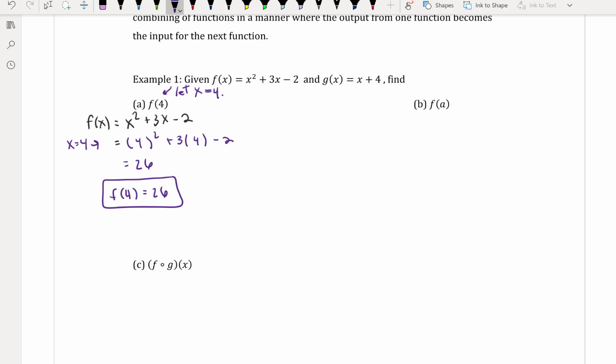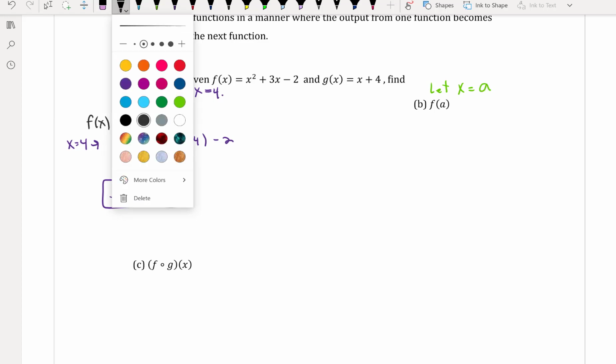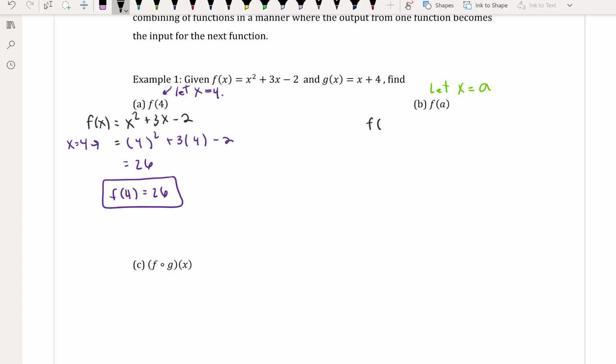For part B, it says let a be equal to x. That's kind of a weird one, so you're just substituting my variables. Wherever you see x, I'm going to plug in an a. So we're just swapping the variables. Here, again, I have my function f of x. That has not changed. It's still x squared plus 3x minus 2. And now we're saying that my x is equal to a.